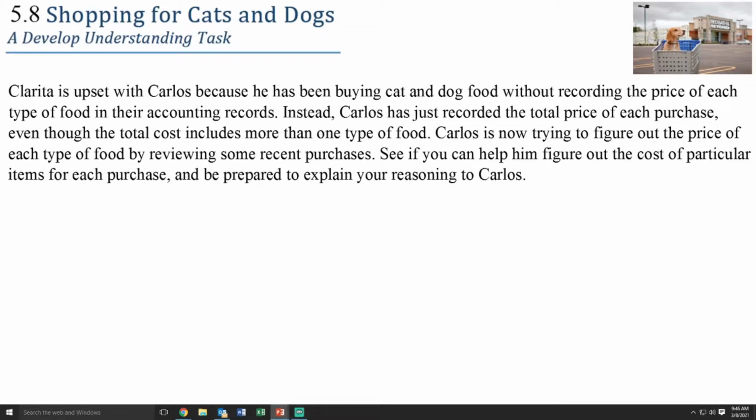Instead, Carlos has just recorded the total price of each purchase, even though the total cost includes more than one type of food. Carlos is now trying to figure out the price of each type of food by reviewing some recent purchases. See if you can help him figure out the cost of particular items for each purchase, and be prepared to explain your reasoning to Carlos.